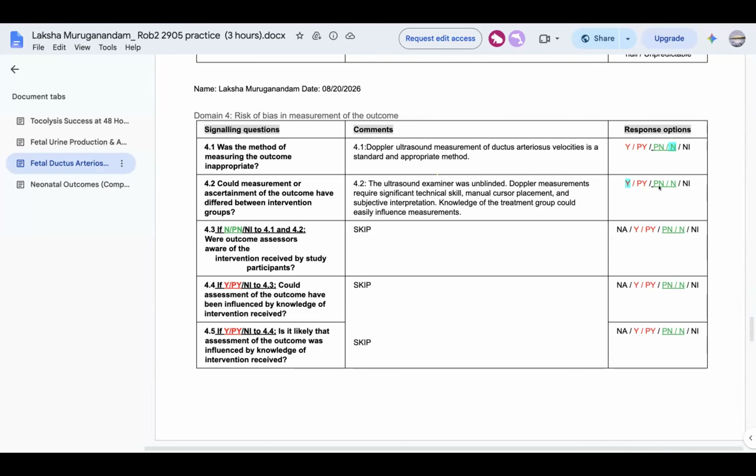4.2, the ultrasound examiner was unblinded. Doppler measurements required significant technical skill, manual cursor placement, and subjective interpretation. Knowledge of the treatment group could easily influence measurements. And 4.2, her response was yes. And I believe we had the same response as well. We answered, I think we answered no for this one because it was by a number, like centimeters over. Actually, yes, we did say no for this one.